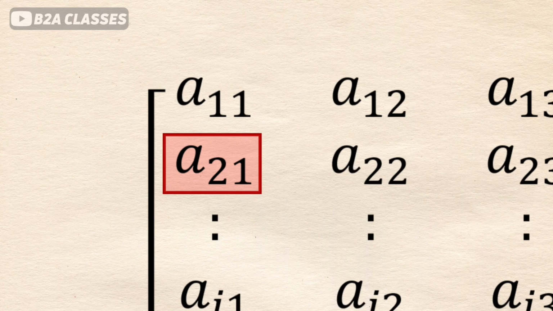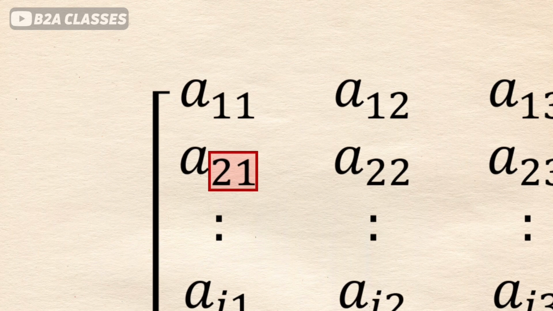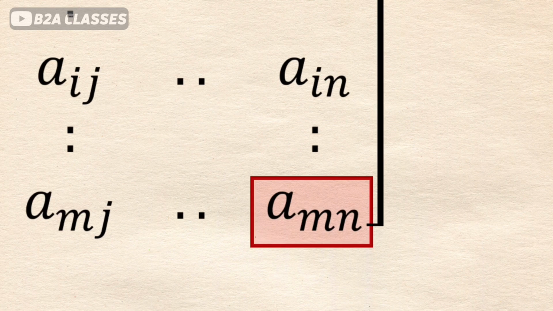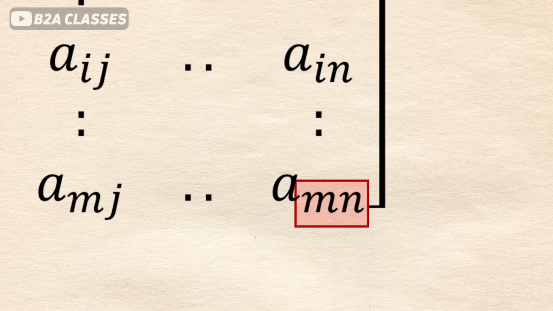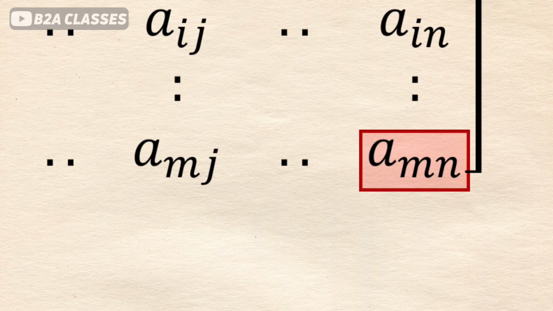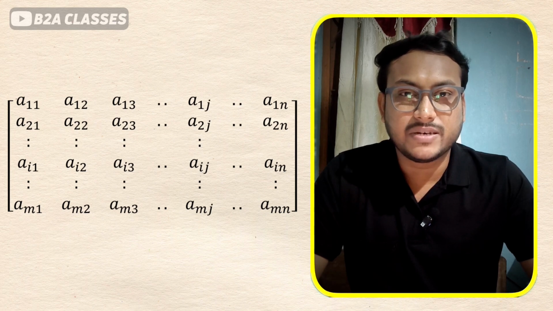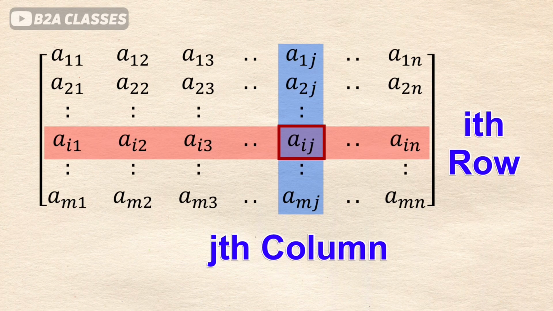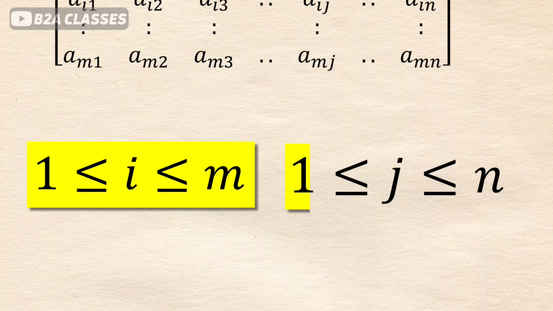The element below the first element is in the second row and first column. Therefore, the number in the subscript will be 2 1. The last element of the matrix is in the mth row and nth column. Therefore, the number in the subscript will be mn. a11 is the first element of the matrix and amn is the last element of the matrix. Also, every element in the matrix can be represented by aij, lying in the ith row and jth column. The value of i is always greater than or equal to 1 and less than or equal to m. And the value of j is always greater than or equal to 1 and less than or equal to n.